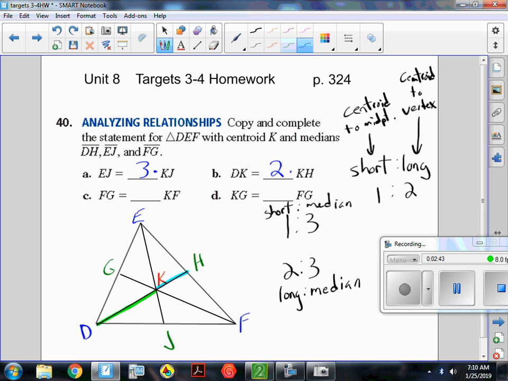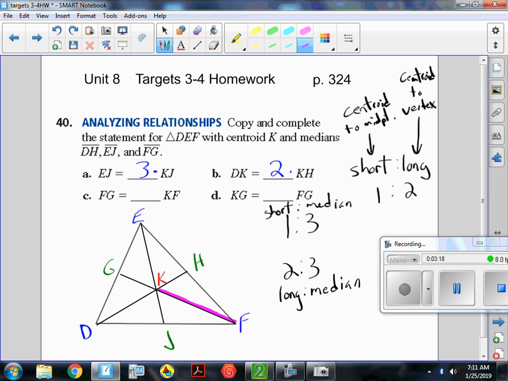Part C, FG is equal to something compared to KF. FG is the entire median. KF is from the centroid to the vertex. And what we know is that from the centroid to the vertex has a 2 to 3 relationship with the median. Or another way of thinking about that is that the segment from the centroid to the vertex, KF, is 2/3 of the median.